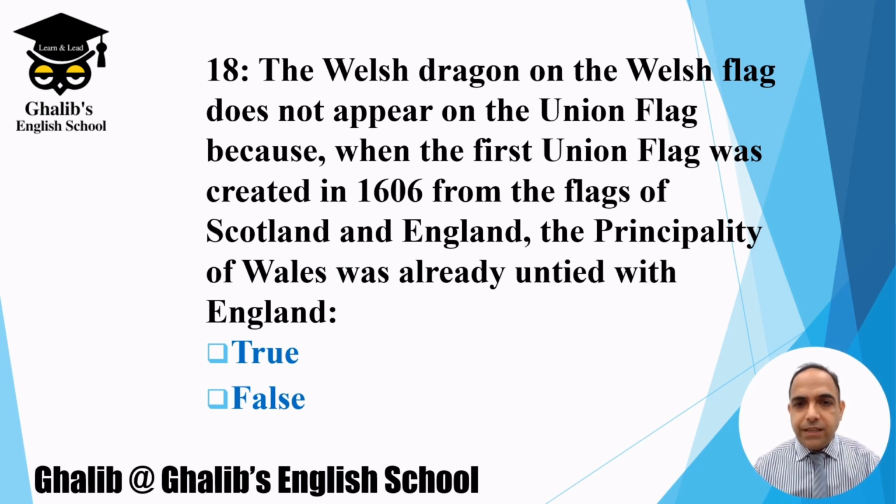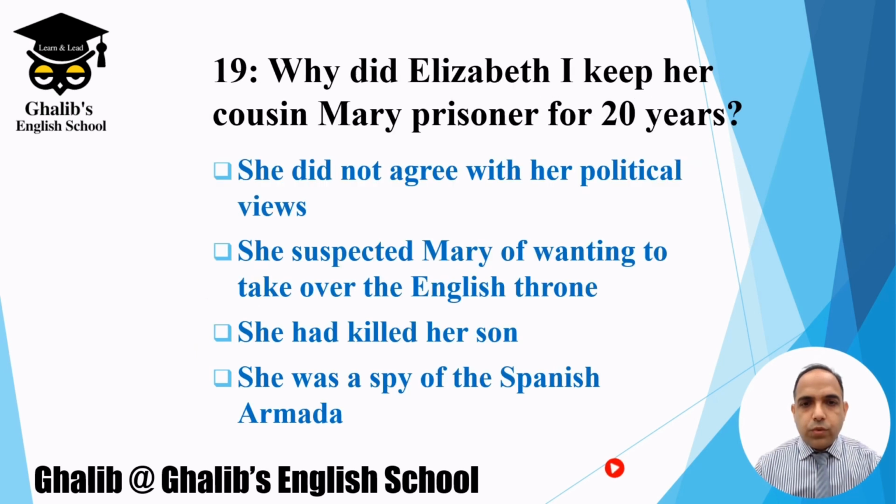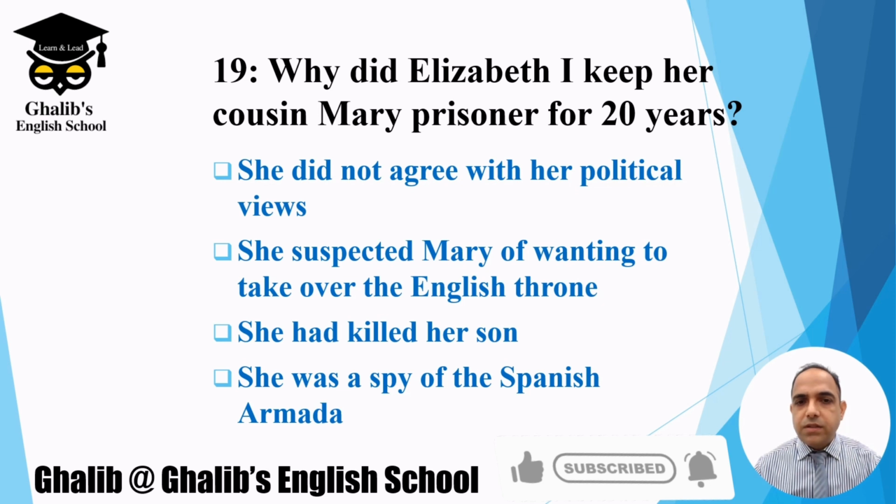Question 18 is, the Welsh dragon on the Welsh flag does not appear on the Union flag because when the first Union flag was created in 1606 from the flags of Scotland and England, the Principality of Wales was already united with England. Is this true or false? This is a true statement.